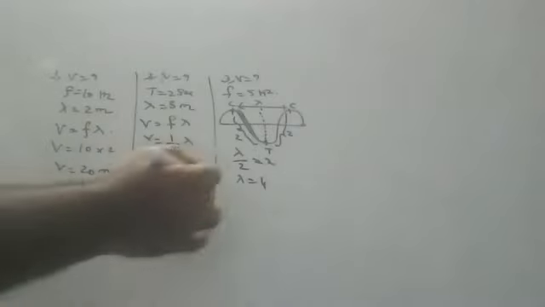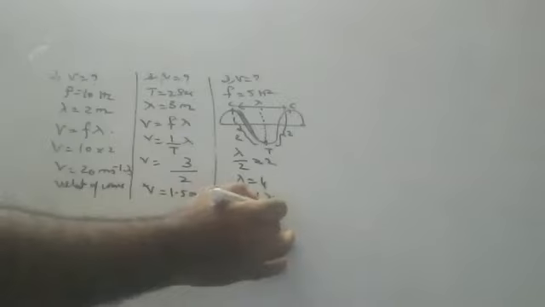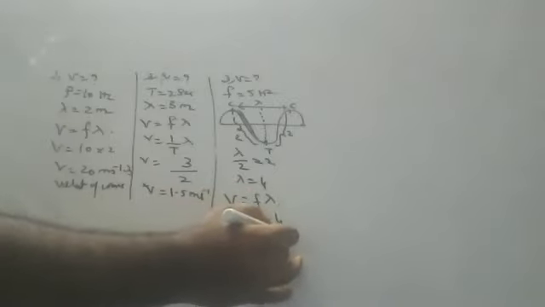Mute your audios. V is equal to F lambda. V is equal to 5 into 4. V is equal to 20 meters per second.